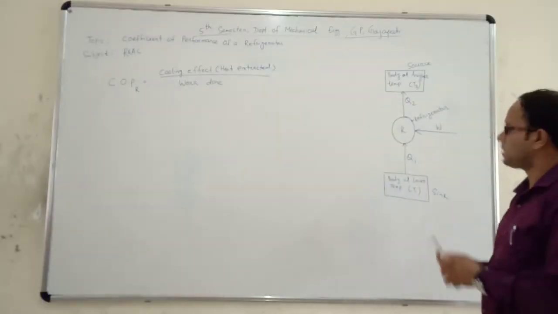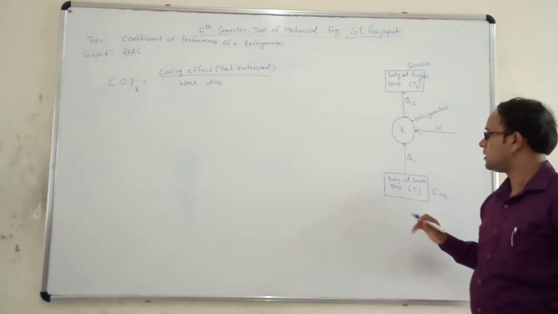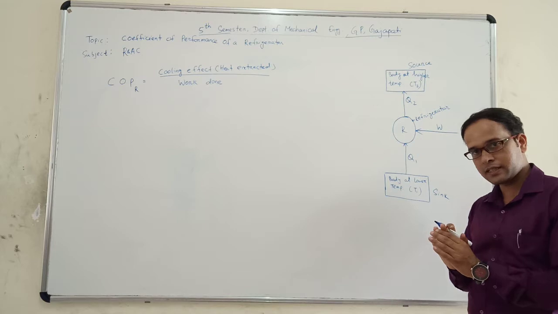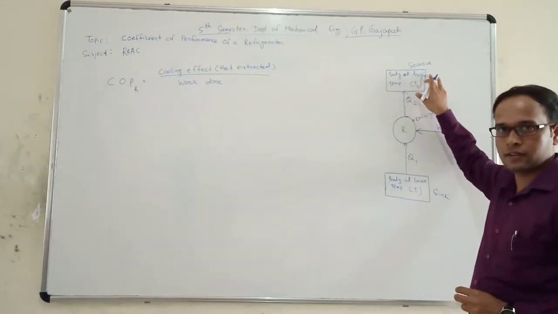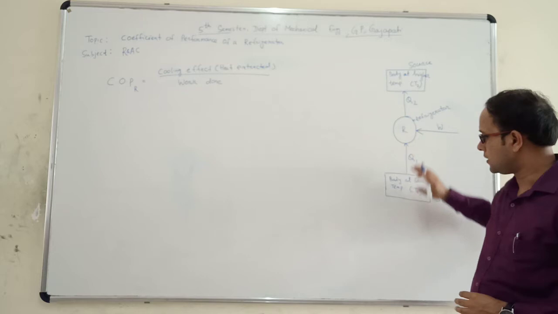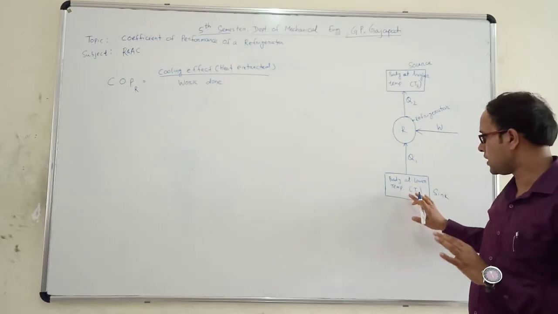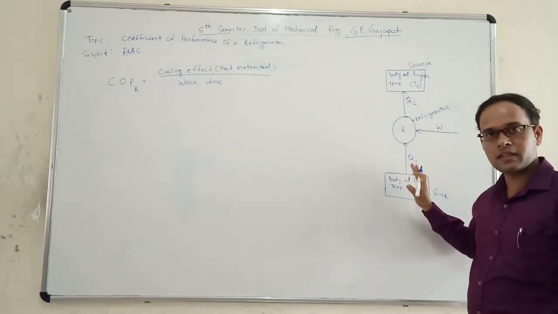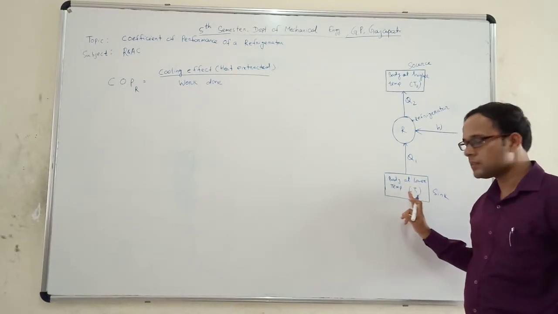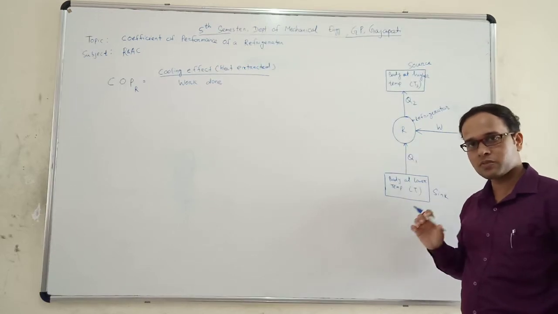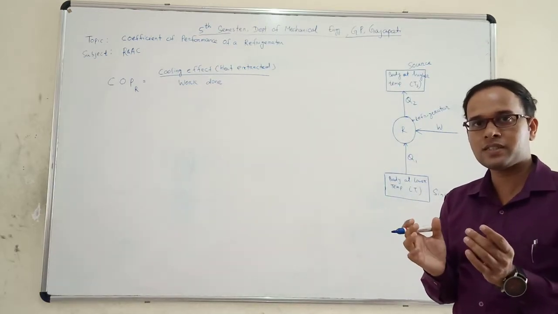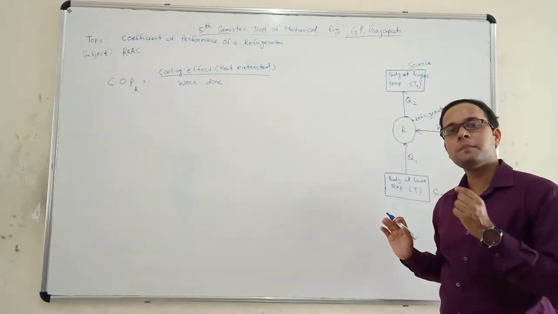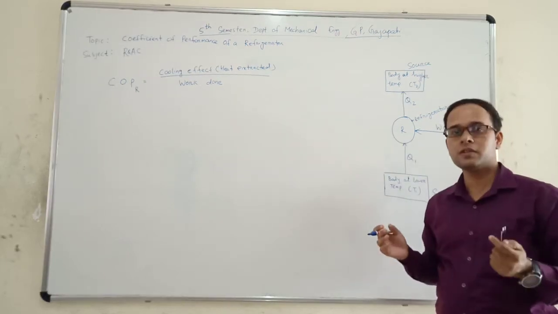Now look at this figure. This is the refrigerator. This is the body at lower temperature, that is, inside the refrigerator. This is the surrounding body at higher temperature. The inside of the refrigerator is known as the sink, and the atmosphere is known as the source. In a refrigerator, the sink is always at lower temperature because we maintain the temperature below the ambient temperature. So the temperature of the sink is less and the atmospheric temperature is more.